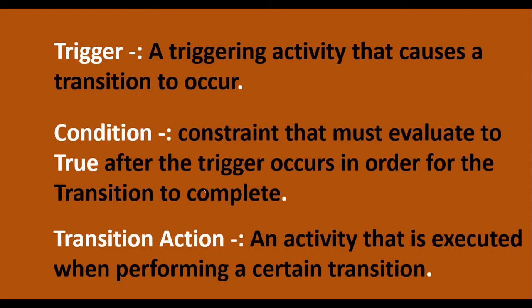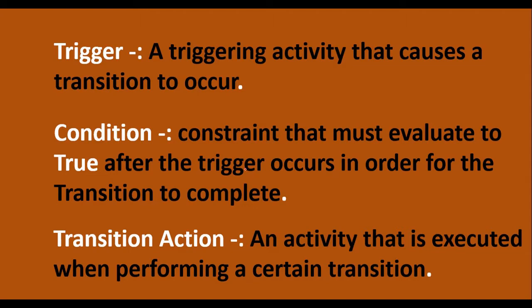And what is a trigger activity? A trigger is nothing but a triggering activity that causes a transition to occur. When you need to start, there will be trigger activities, for example to open a Windows application or something like that, and we can use those activities here in order to start the trigger. And later on, what is the condition here? The condition is a constraint that must evaluate either true or false after the trigger occurs in order for the transition to complete. The second step is a condition step. If the condition is true, then it will go to the final state. If the condition is false, then it will loop back to the main state or any other respective state.